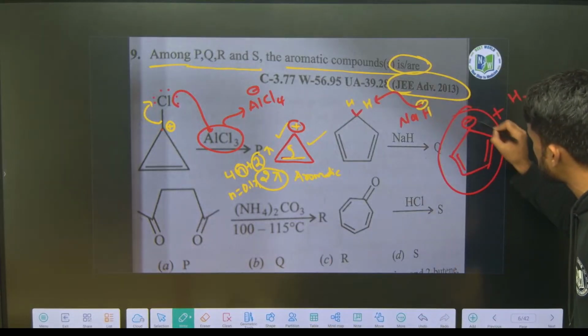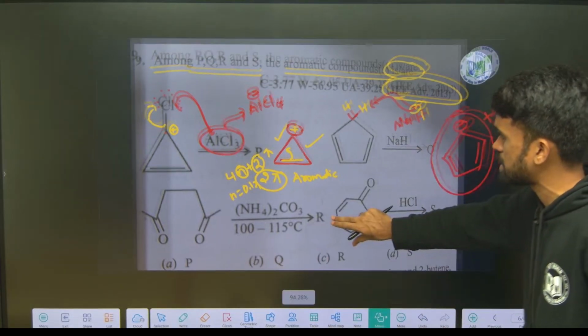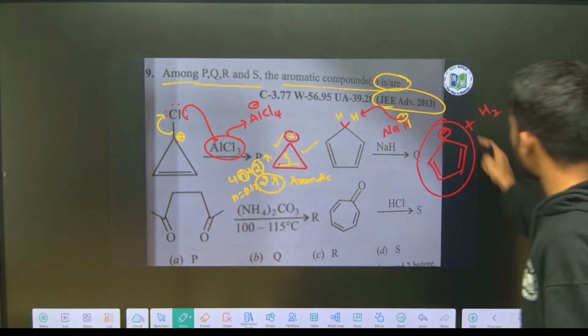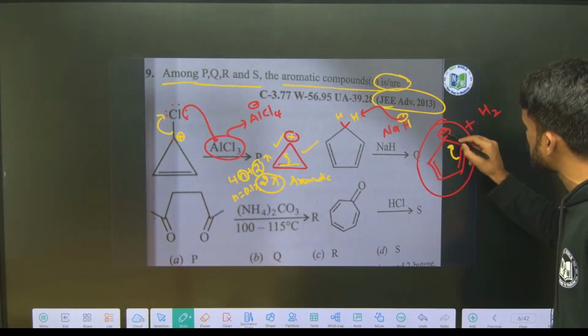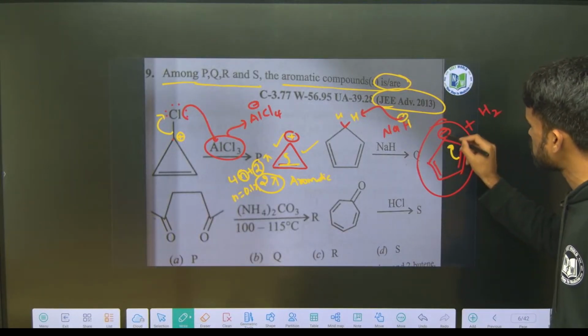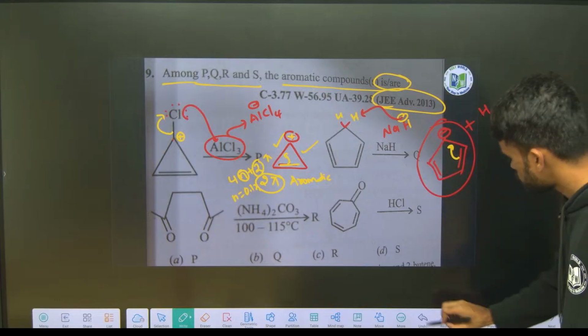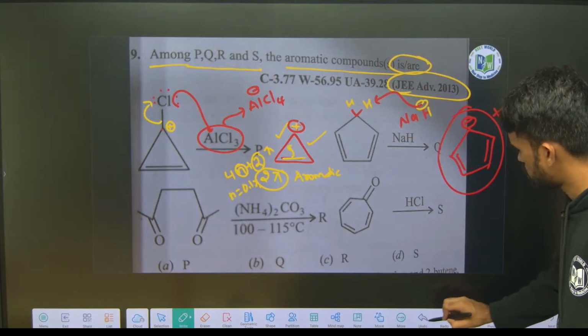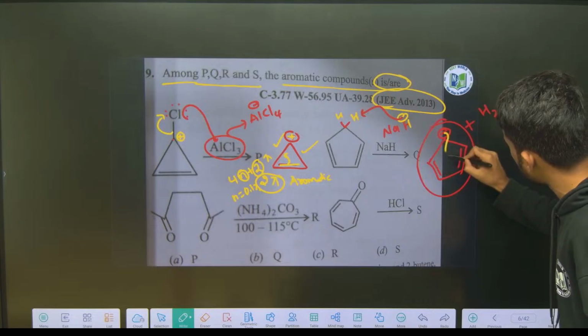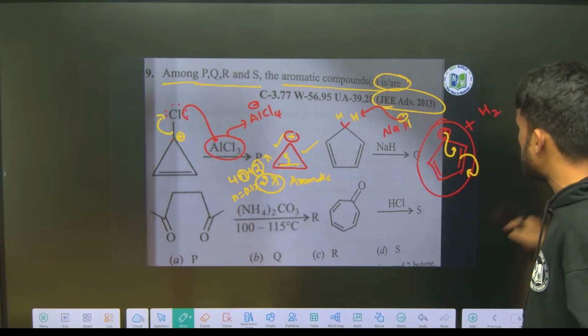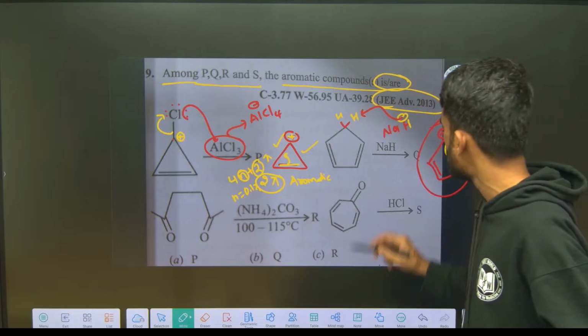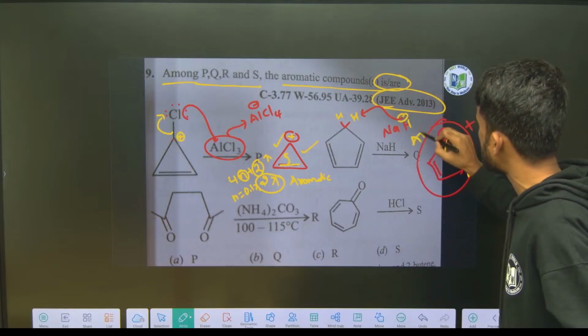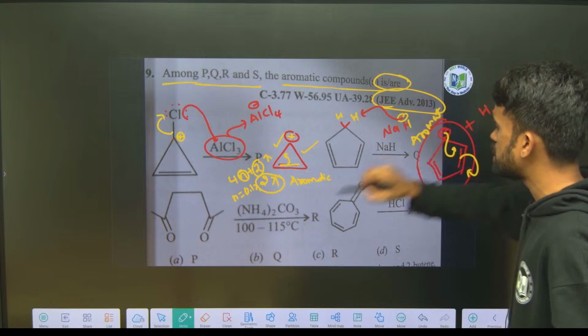Here it is having cyclic geometry, like a cyclic structure, and the compound is planar with 6 pi electrons. Now, this negative charge can shift here, so the pi electrons will shift like that. You have a continuous conjugation in the given compound. So Q is also what? Aromatic compound.